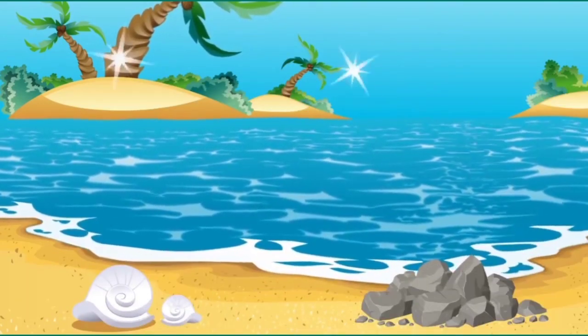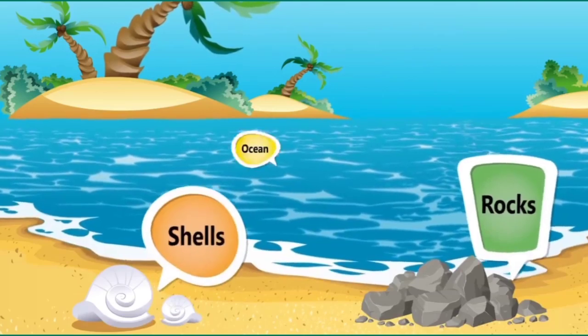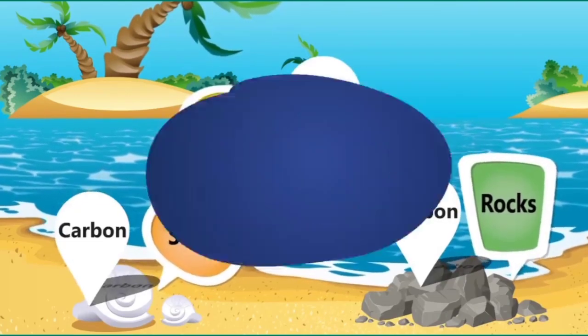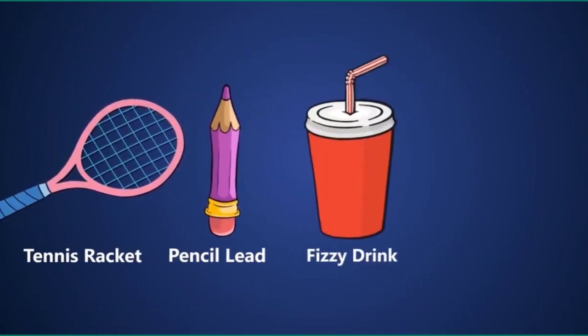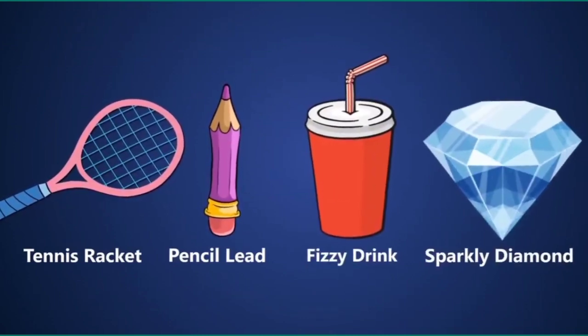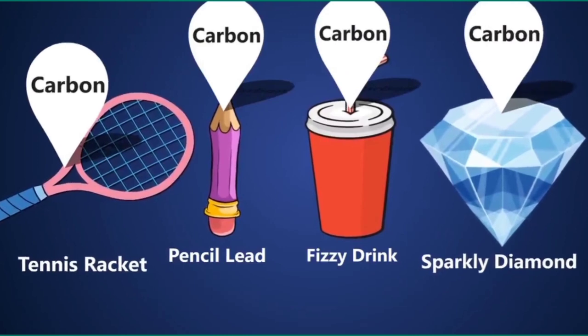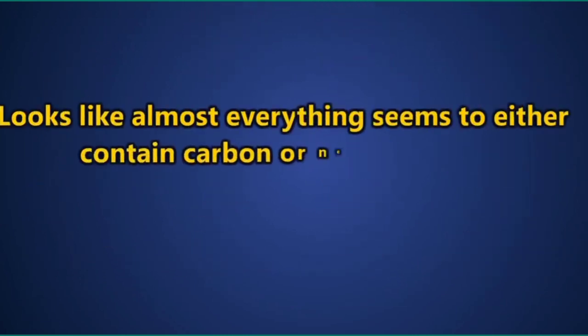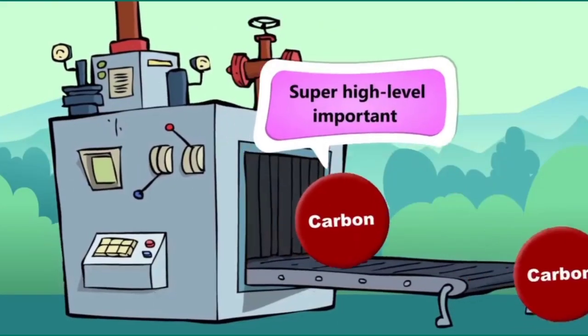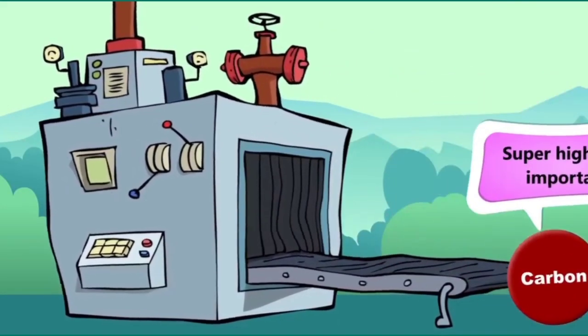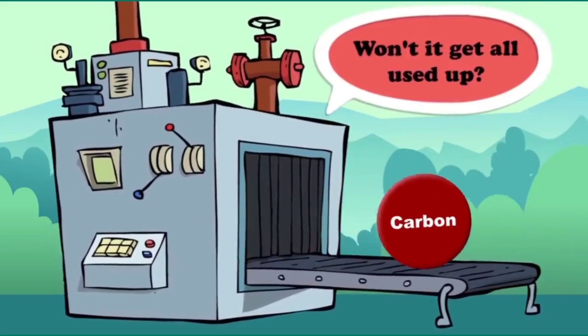Almost everything you see, these rocks, shells, even the ocean contains carbon. Even a tennis racket, lead of a pencil, your favorite fizzy drink, or even a sparkly diamond. They all have carbon. Looks like almost everything seems to either contain carbon or needs carbon to survive. Then, if carbon is super important, won't it get all used up?